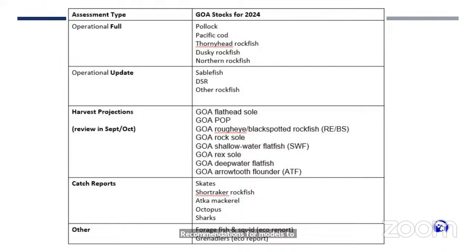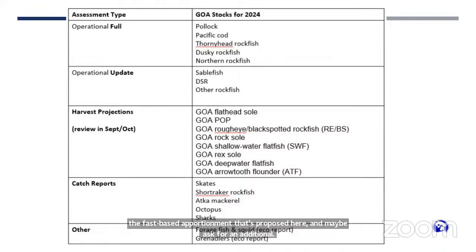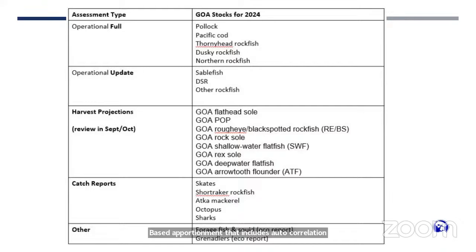We had some comments on the VAST apportionments for dusky and northern. And we may request some clarity on that in terms of the transition from REMA to the VAST-based apportionment that's proposed here, and maybe ask for an additional alternative VAST-based apportionment that includes autocorrelation, and to bring those three forward as practicable in December.